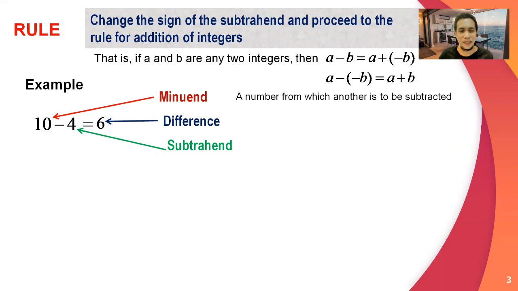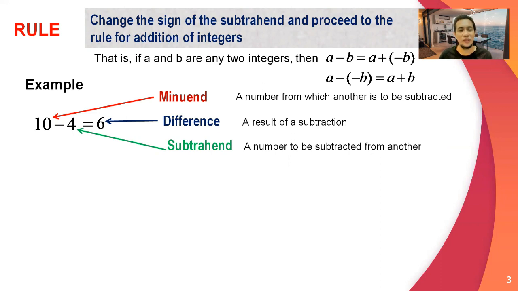That's minuend. What is subtrahend? This is a number to be subtracted from another. This is subtrahend. And a result of subtraction is called difference. So the first is minuend, and the second number is subtrahend for subtraction of two integers. All right, this is in horizontal form. We can do that in vertical form. It's 10 minus 4. Of course, it's positive 6.